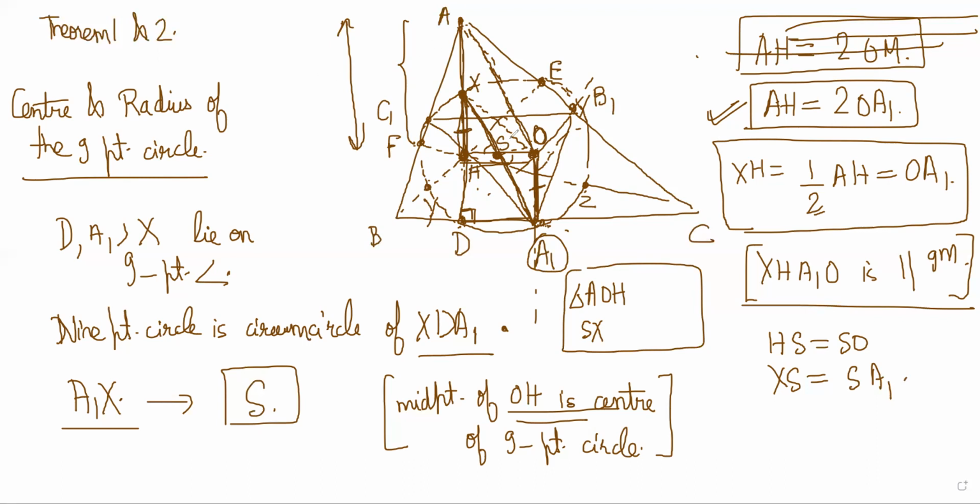Right now, what are we doing? You're talking about the triangle AOH, right? And why are we doing this? To show how SXH is similar to AOH, so you can find the radius. The SX line is a mid-segment using the midpoint theorem. So SX is parallel to OA and SX is equal to half of OA.